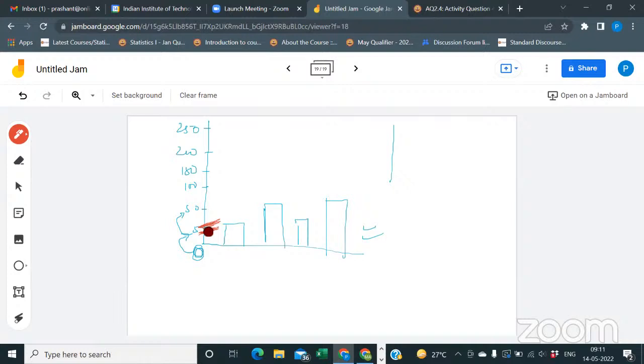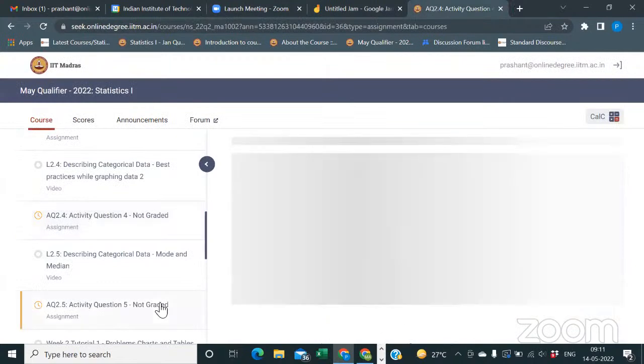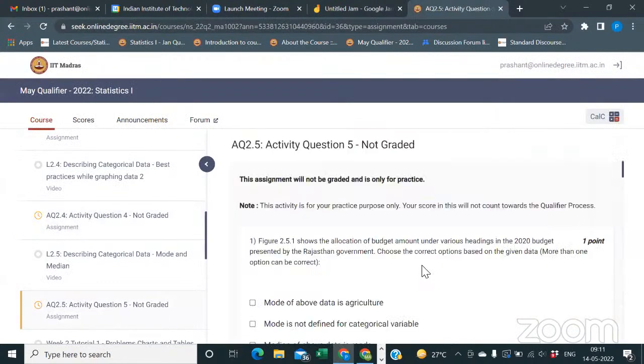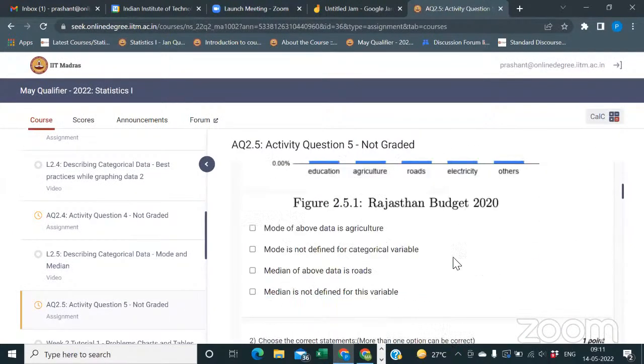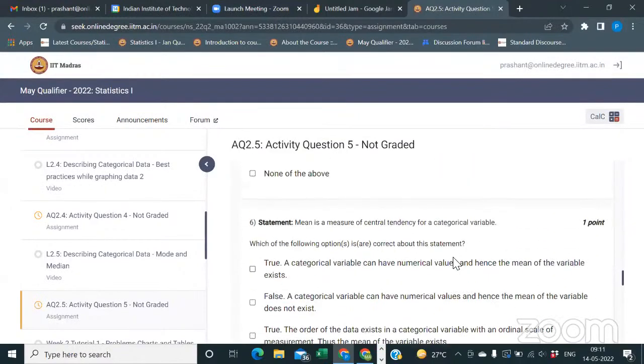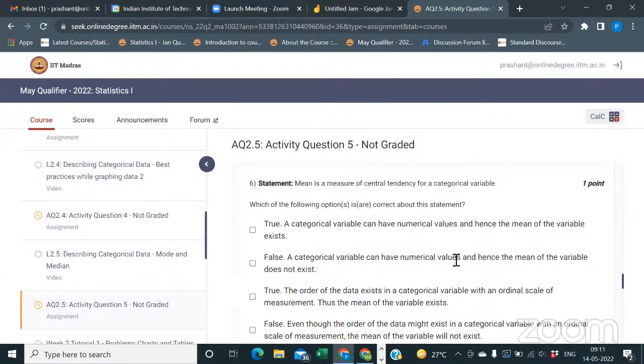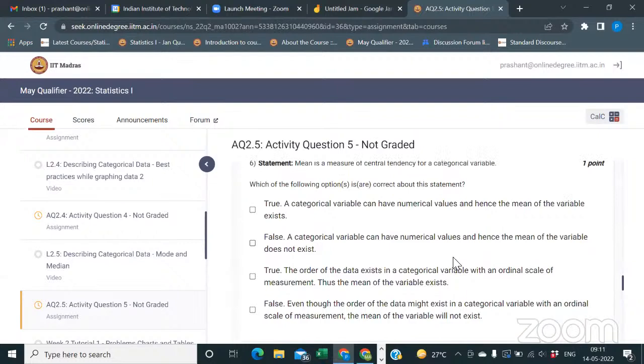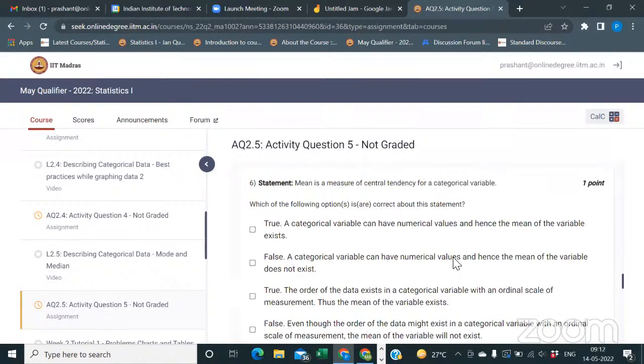Clear? Activity 2.5, question number 6. Yes, sir. So in this question, the correct answer is D. How D, sir? Because mean is a measure of the central tendency of a categorical variable.